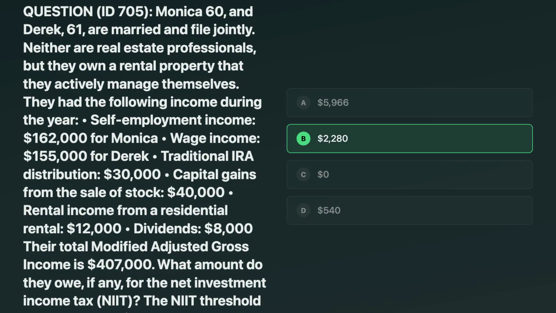The NIIT is $2,280. First, compute net investment income: capital gains of $40,000, rental income of $12,000, and dividends of $8,000, totaling $60,000. Next, compute excess MAGI: $407,000 minus $250,000 equals $157,000. NIIT is 3.8% of the lesser amount, so 3.8% of $60,000 is $2,280. A tempting wrong move is taxing the $157,000 excess instead.